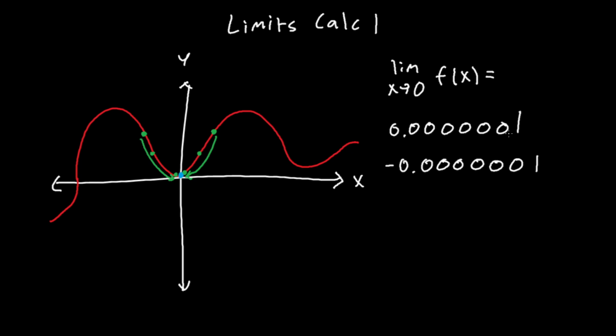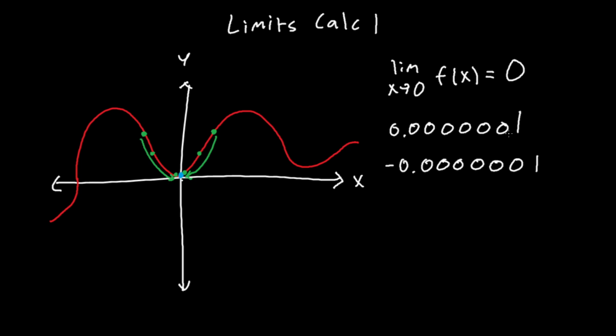So what a limit does is tell you the behavior of the function as it approaches the point that you are trying to approach. The blue point we're trying to approach at x equals 0 along the function is just at the origin. So we can say that this limit as x approaches 0 is just 0.